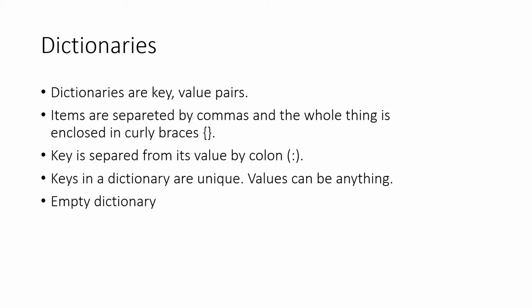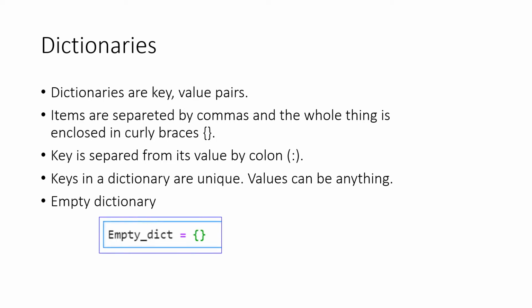Dictionaries are key-value pairs. In a dictionary, items are separated by commas and the whole thing is enclosed in curly braces. A key is separated from its value by a colon. The keys in a dictionary are unique. You cannot duplicate keys, but the values can be anything. An empty dictionary can be defined with empty curly braces.